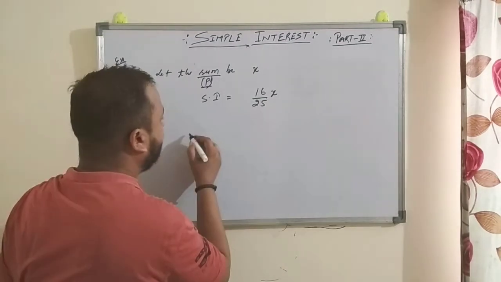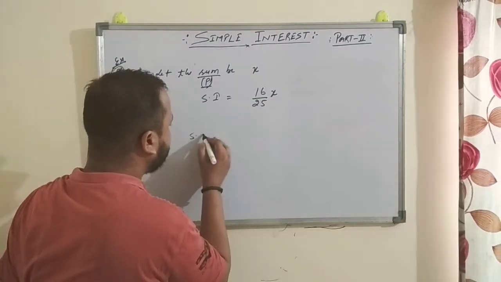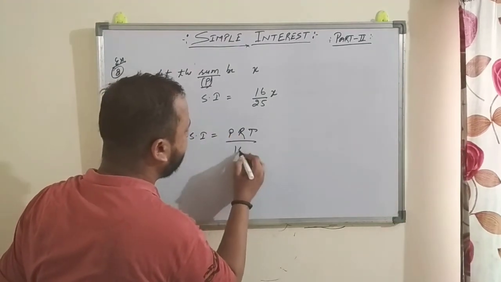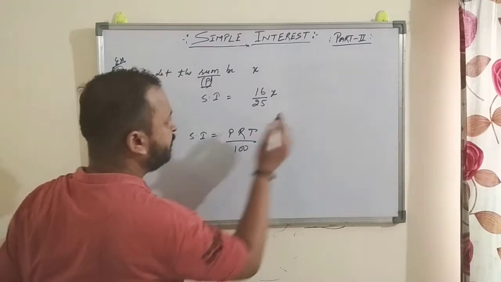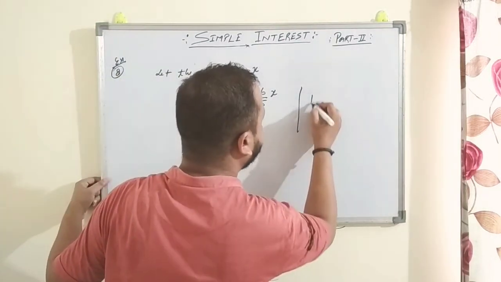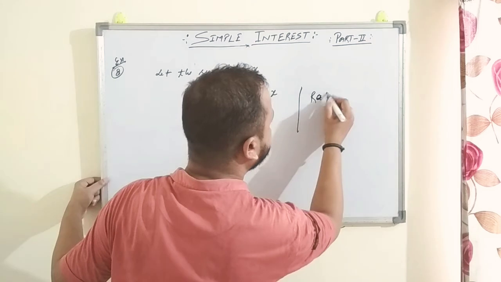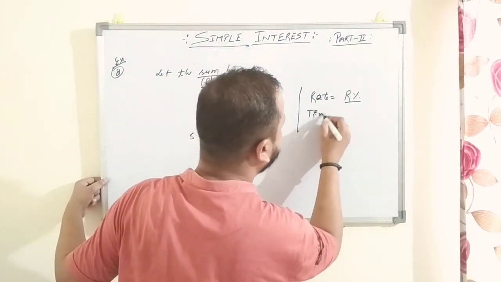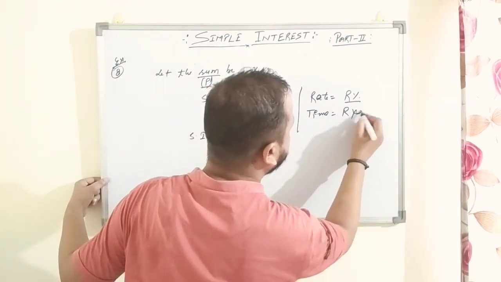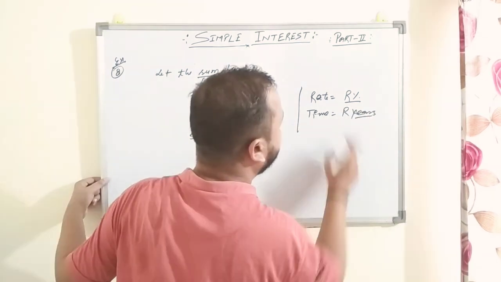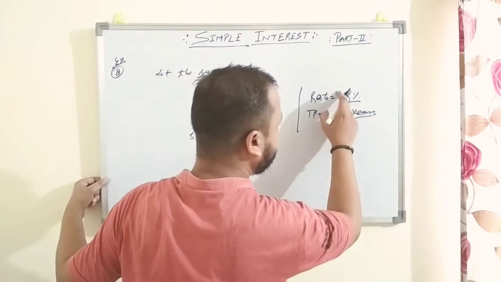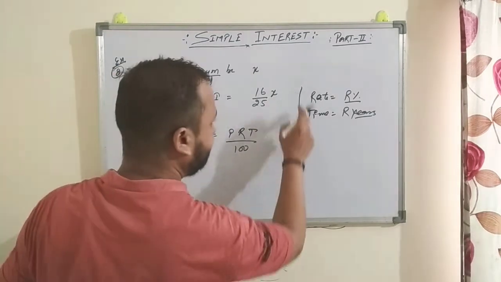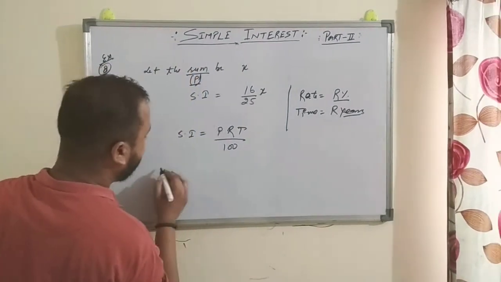So we know the formula SI is PRT by 100, right? So suppose our rate is r percent and time is also r year. So magnitude is same, means the numerical value is same, right? For both of these things. Let's not confuse it, right, by this question.